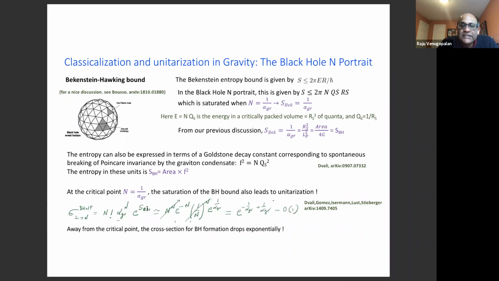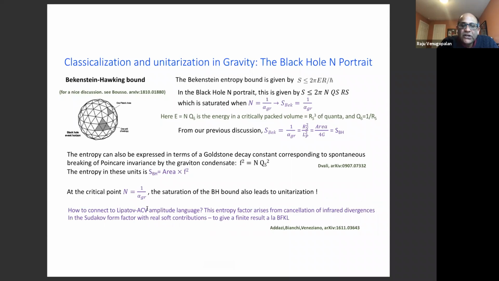So it actually turns out, and let me come to this point, I'm going to address this point right now, that actually it's not, because if you think about this in this Lipatov language of 2-to-n processes, this entropy factor can be directly related to the physics of BFKL in terms of the cancellation of real and virtual infrared divergences.